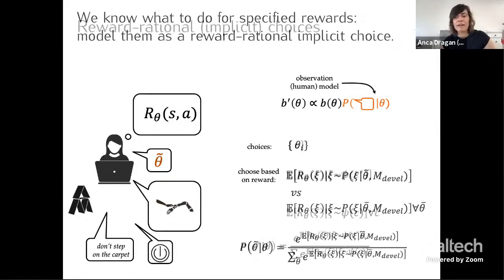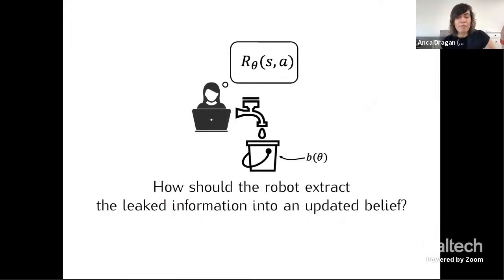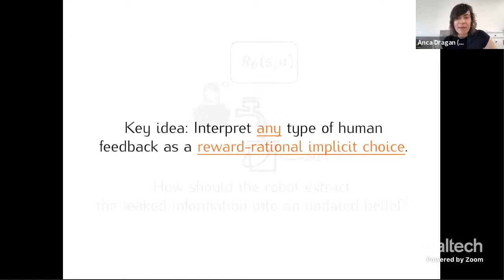So what's going on here? Well, if you think about the question that we posed, there's all these feedback types. How do we interpret them into an updated belief? Maybe we can look at all of them and think of them as these choices implicitly that the person is making with respect to the reward using the same kind of framework.